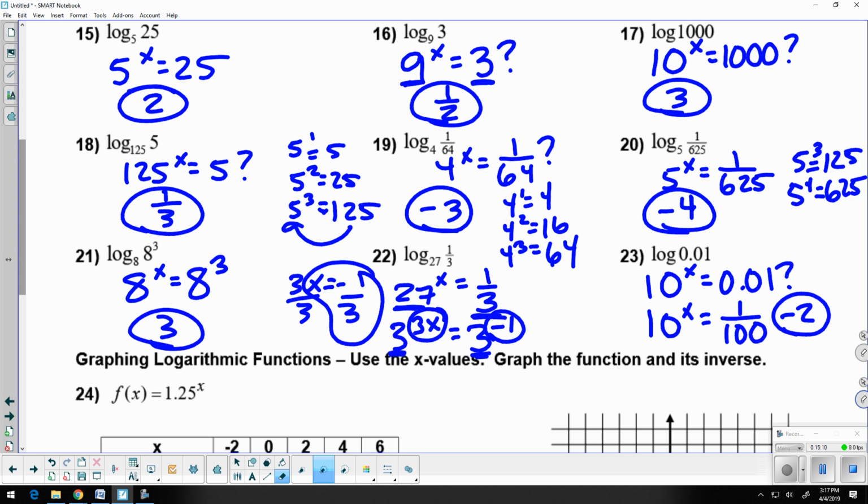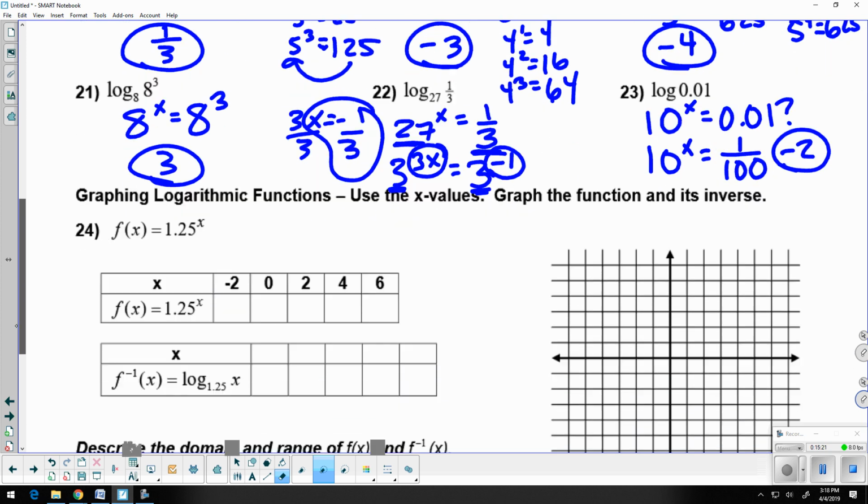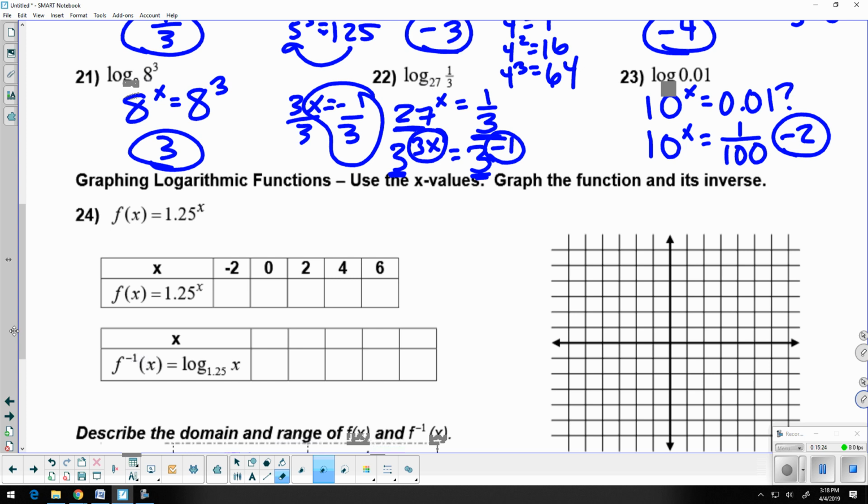Okay, so these just honestly take practice. It's something new, something you've never done before. You just need to practice these and you'll get better and better at your exponents. I promise you that. Just practice, do your homework, stay on top of it, and you will be pros at this in no time.